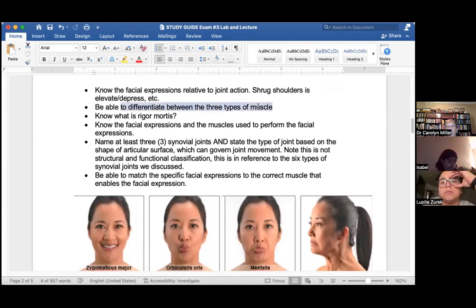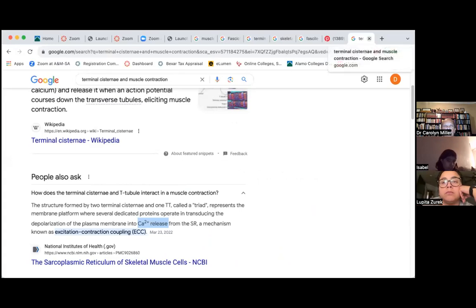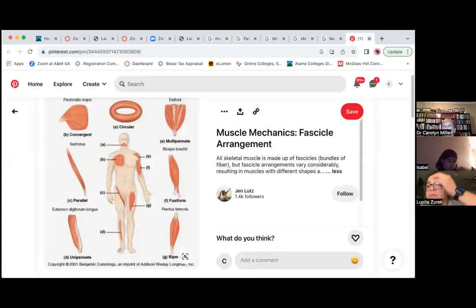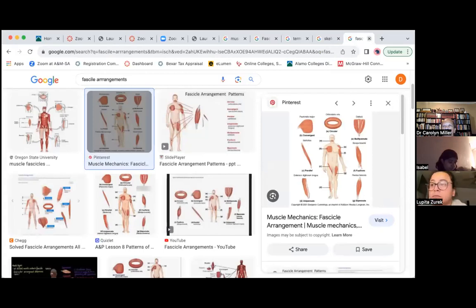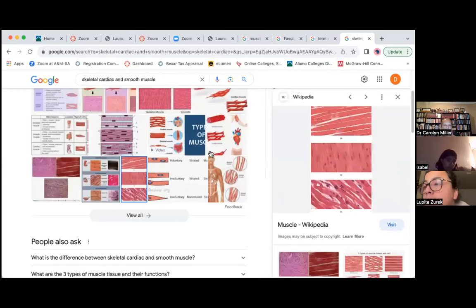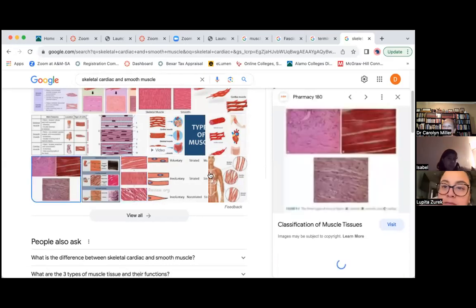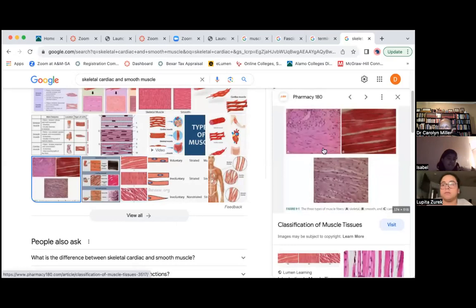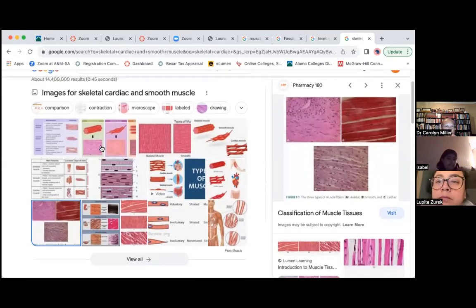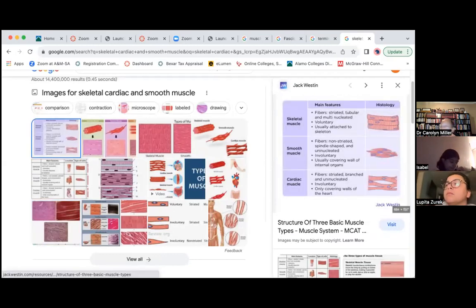Be able to differentiate between the 3 types of muscle. I asked you to just kind of peruse the muscles. So I just look at a few. I am sure you would know that this bottom one is cardiac, the top one is skeletal, and this middle one is smooth. So just be able to tell them apart. I look at a few just to be sure you can tell them apart.